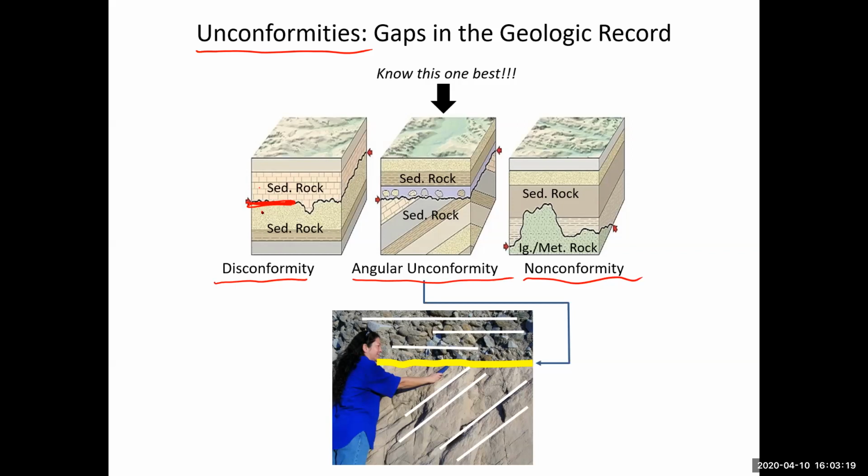An angular unconformity reveals an angular difference between the older layers underneath and the younger layers up top. And then a nonconformity is where we're actually mixing and matching rock types. In the case of a nonconformity, we have igneous or metamorphic rock on the bottom and sedimentary rock up top. Notice that for these other two, we have sedimentary rocks above and below the unconformity. Okay.